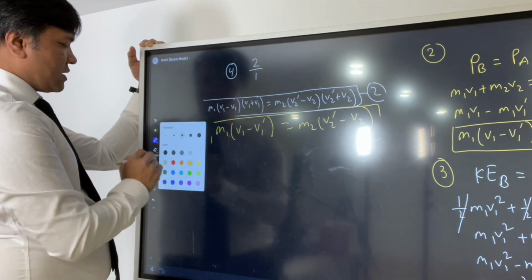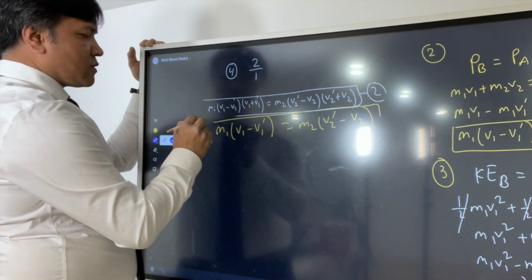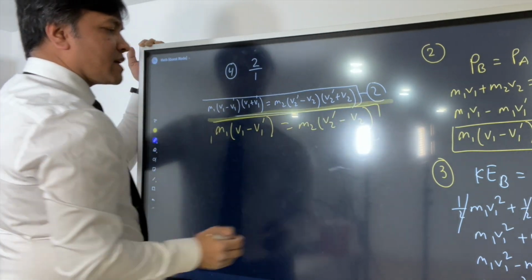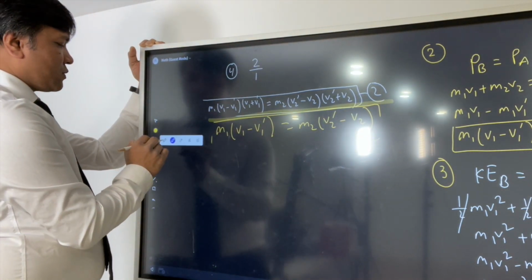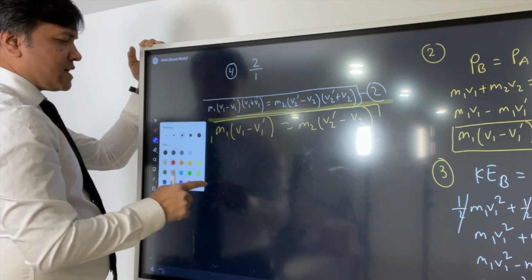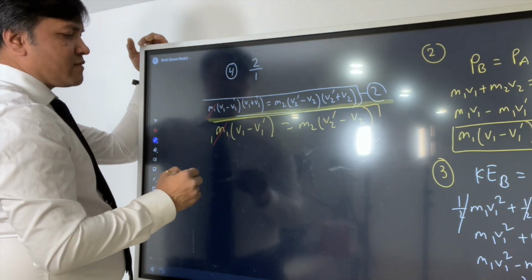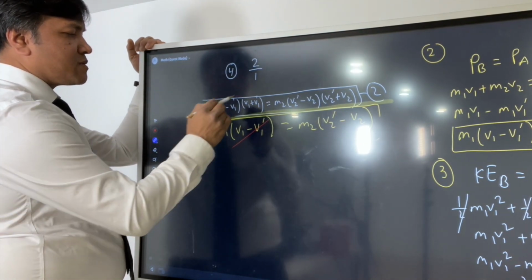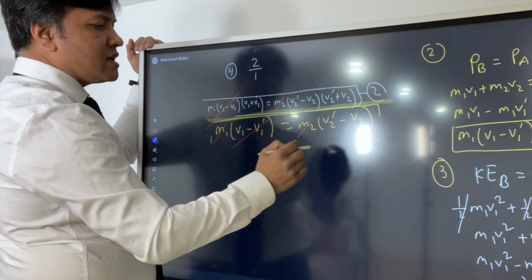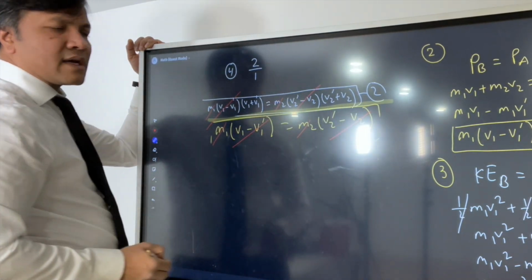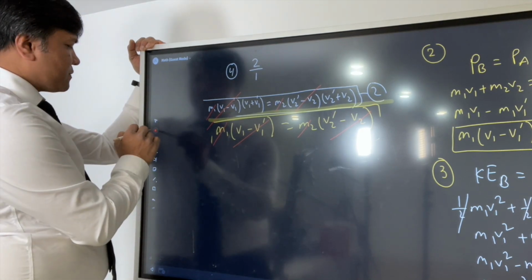So let's use the yellow to divide. So I'm going to divide it. And let's use the red to cancel it. So what can we cancel? m1 cancels, v1 minus v1 prime cancels, m2 cancels, v2 prime minus v2 cancels. So what are you left with?